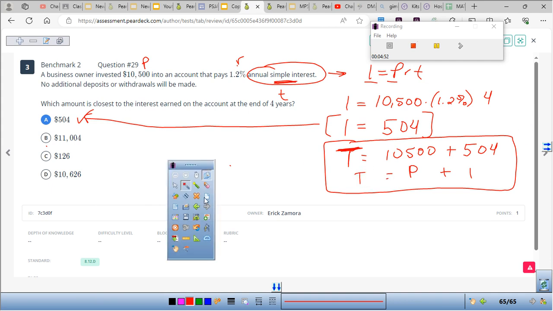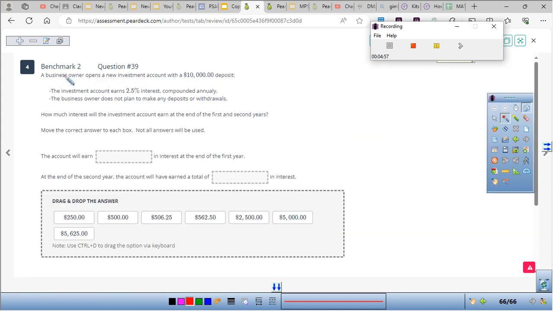Okay, next question. A business owner opens a new investment account with a $10,000 deposit. The investment account earns 2.5% compounded annually, so that's going to be this one right here: A equals P(1 plus r) to the t. That's going to be your principal, and that'll be your rate. The business owner does not plan to make any deposits or withdrawals. How much interest will the account earn at the end of the first and second year?